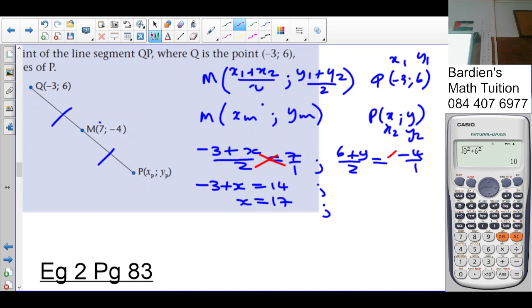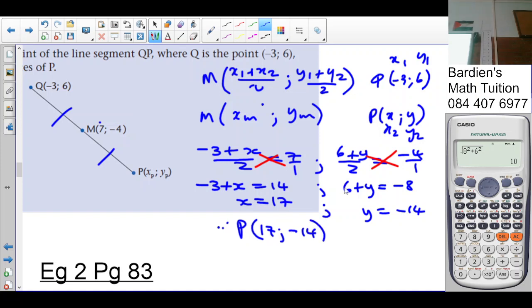On the side here, we cross multiply. So it's going to give you 6 plus y is equal to negative 8. So y is going to be negative 14. Have I answered the question? Yes. Therefore, the coordinate is 17 and negative 14. Okay, you guys understand? Any confusion here? Okay.